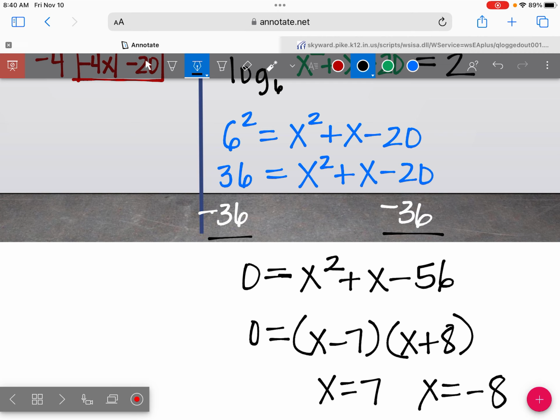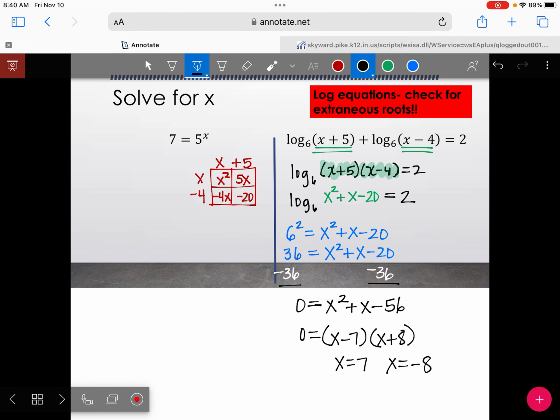Now this is a log equation though, so let me zoom out. Which means that we have to be sure that we can use them both. So what I have highlighted, these two bubbles have to be positive. So if I put a positive 7 here, 7 plus 5 is positive, 7 minus 4 is positive. So 7 is cool. We can keep 7.